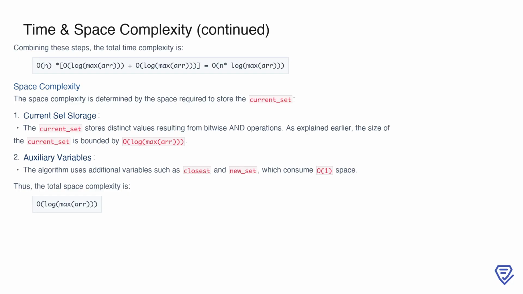For space complexity, the key consideration is the space required to store current_set. As we discussed, the size of current_set is bounded by O(log max ARR). Additionally, the algorithm uses a constant amount of space for auxiliary variables like closest and new_set, which contribute O(1) space. Therefore, the total space complexity is dominated by the storage of current_set, resulting in a final space complexity of O(log max ARR).